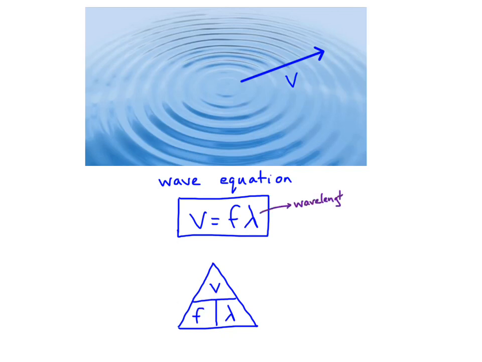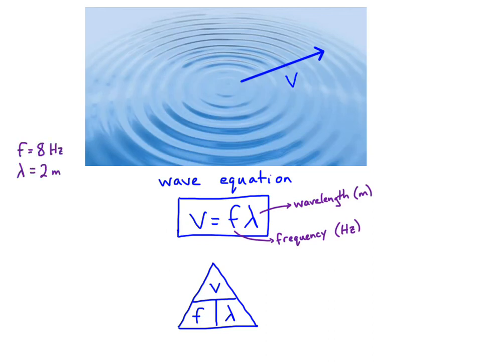So remember that that funny symbol lambda is a stand-in, a symbol for wavelength, and it's measured in meters. Frequency is measured in hertz, and then the V is the speed, and that's going to be in meters per second. Let's work a few examples.